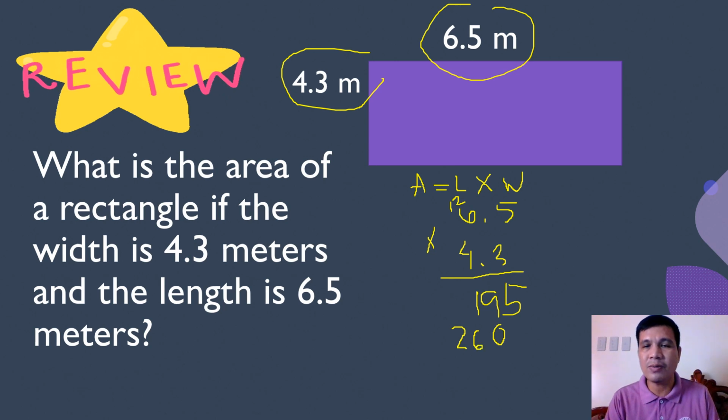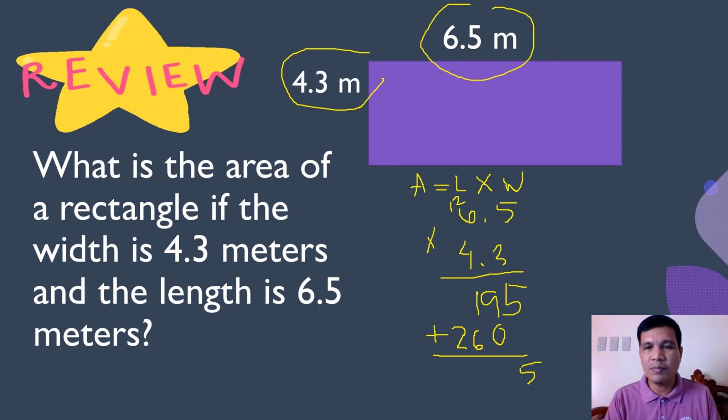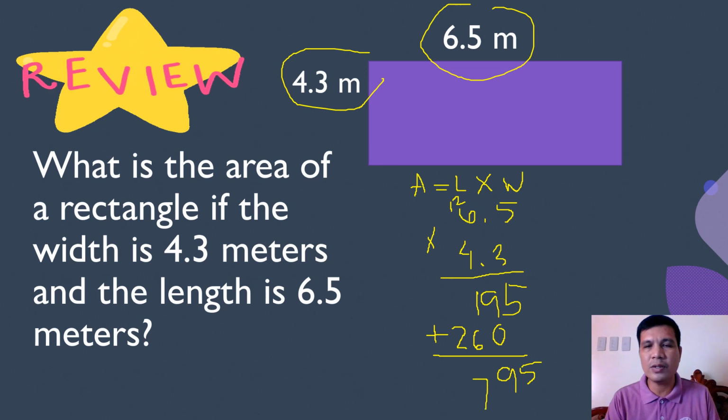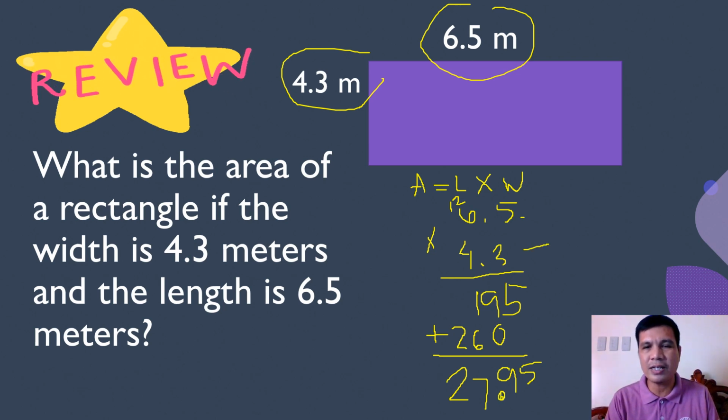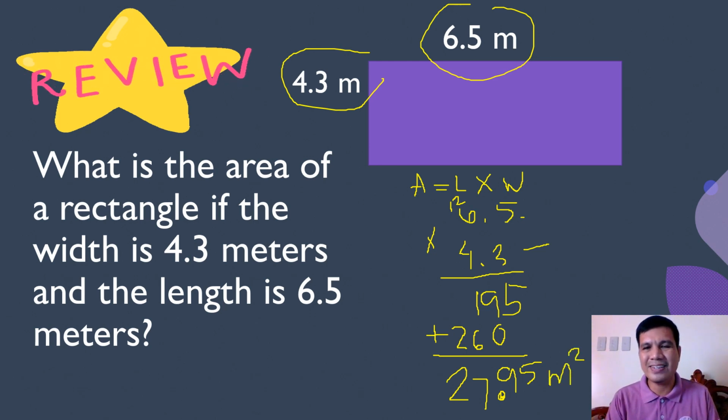Then we are going to add again the partial product. Bring down 5. 9 plus 0 is 9. 1 plus 6 is 7. And bring down 2. Let us count the decimal places. 1, 2. So 2 decimal places. Our answer is 27 and 95 hundredths square meters.